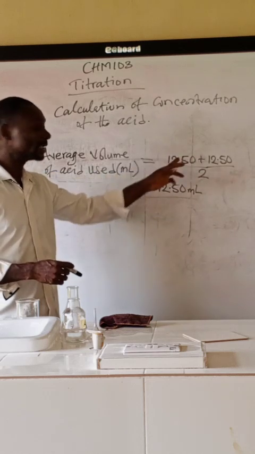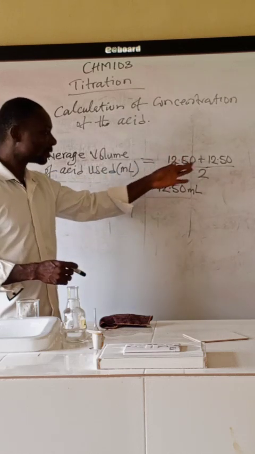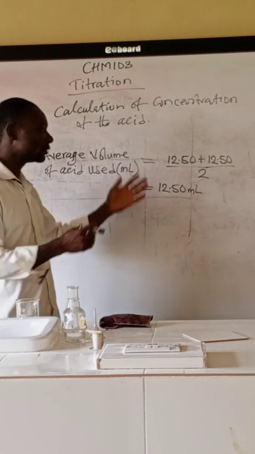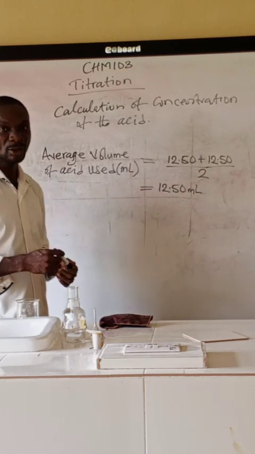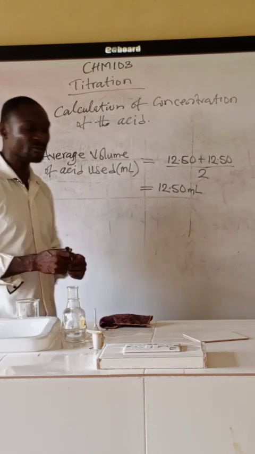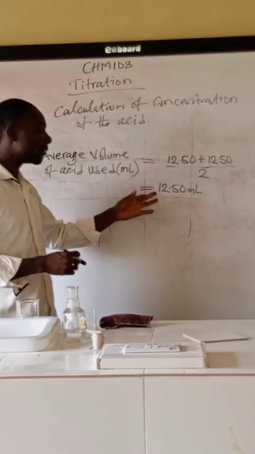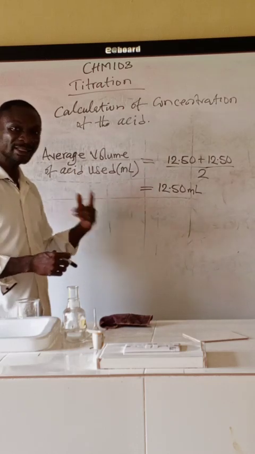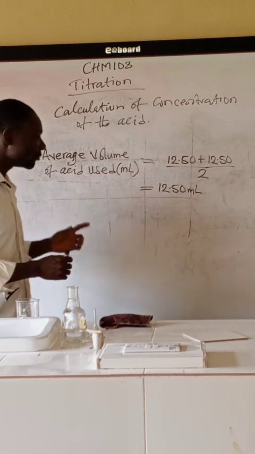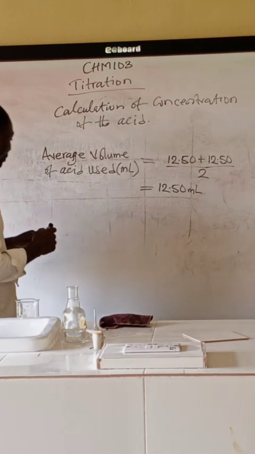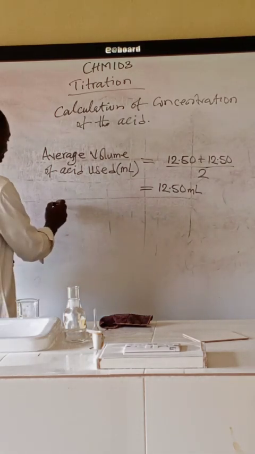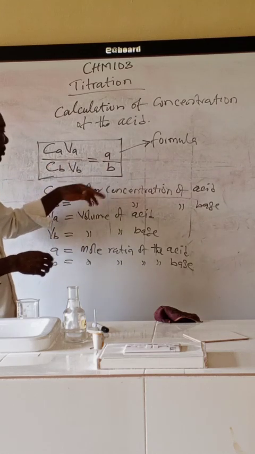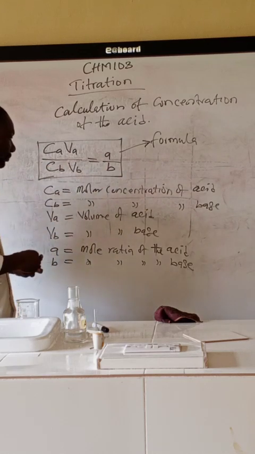Sometimes the values can slightly vary, but whatever it is, the variation must not be too much, so that while doing the average, we're able to get the correct value as the average value. Now, we have the average volume of acid used. The next thing we're expected to do, we have a common formula. Having the table set, you need this formula for calculation of the unknown concentration.